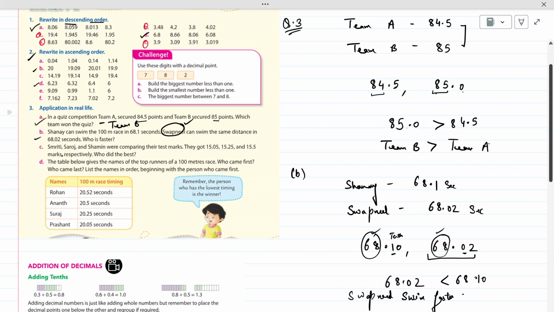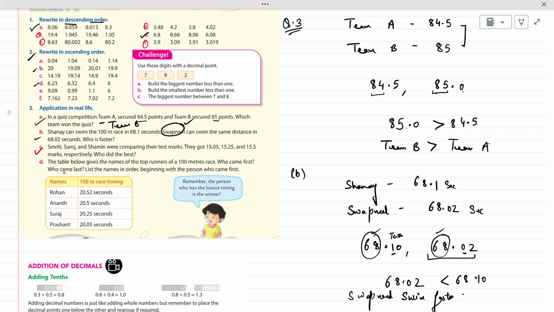Next is Smriti, Saroj and Shamim were comparing their test marks. They got 15.05, 15.25 and 15.5. Who did the best? So kids, this is very much clear that you have to do the comparison and you have to find out which is the biggest among these three numbers, and accordingly that person has got the best marks. So this is a homework for you.